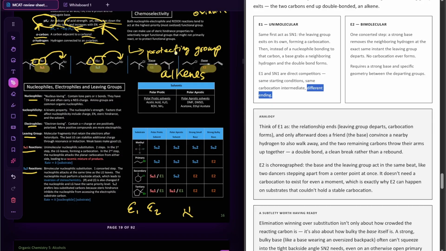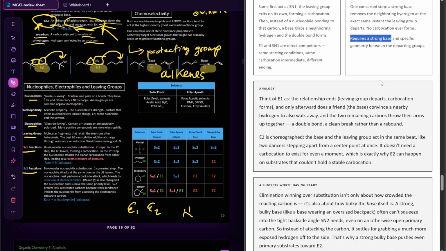Okay, and now we can go into E2. So you have one concerted step, similar to SN2. You have a strong base, which removes the neighboring hydrogen at the exact same instant the leaving group departs. No carbocation ever forms, and this requires a strong base. E2 requires a strong base and specific geometry between the departing groups.